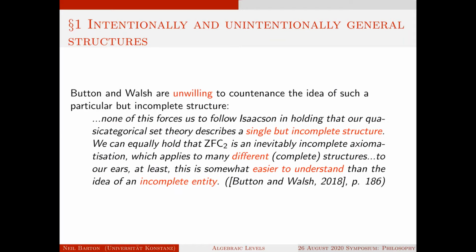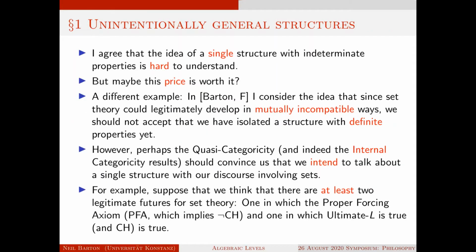Now, regarding this idea of incomplete structures, Barton and Walsh seem fairly unwilling to countenance them. This is them in their book: "None of this forces us to follow Isaacson in holding that our quasi-categorical set theory describes a single but incomplete structure. We can equally hold that second-order ZFC is an inevitably incomplete axiomatization, which applies to many different complete structures. To our ears, at least, this is somewhat easier to understand than the idea of an incomplete entity." Good, so I agree with Tim and Sean that the idea of a single structure with indeterminate properties is hard to understand. But perhaps we want to countenance them anyway. Perhaps this is worth it.